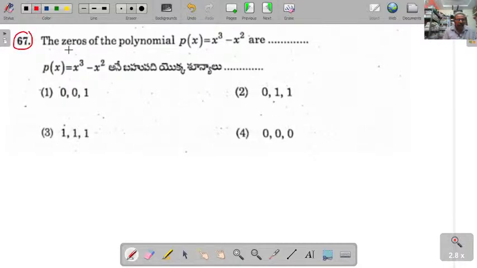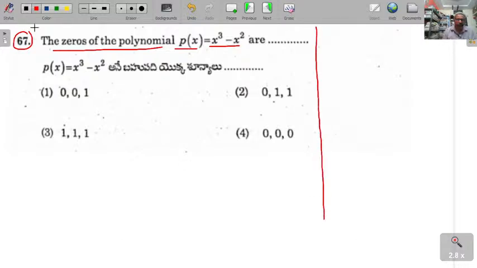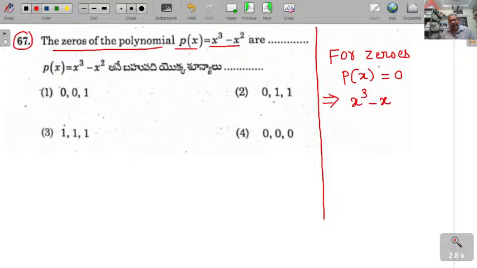67, the zeros of the polynomial p of x is equal to x cube minus x square. See how to find the zeros of any polynomial. For zeros, the polynomial is equated to 0. P of x is equal to 0. So we can frame the corresponding polynomial equation: x cube minus x square is equal to 0. This is a cubic equation, so we need to solve it.